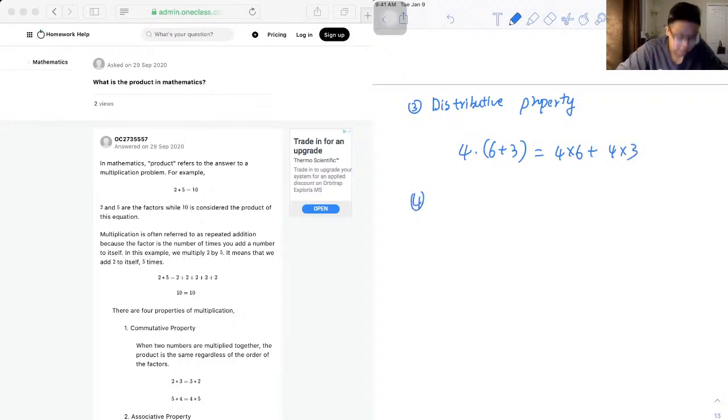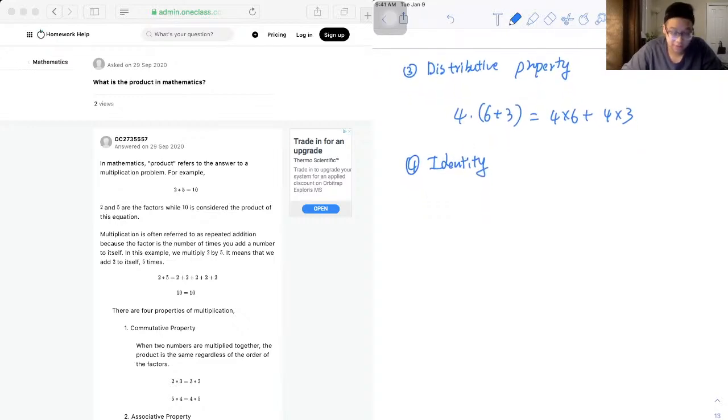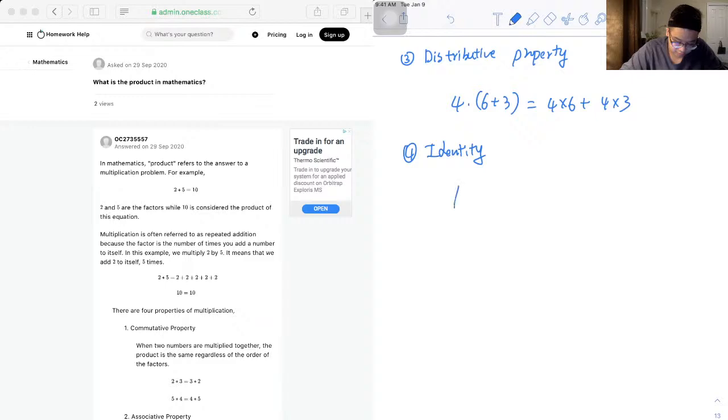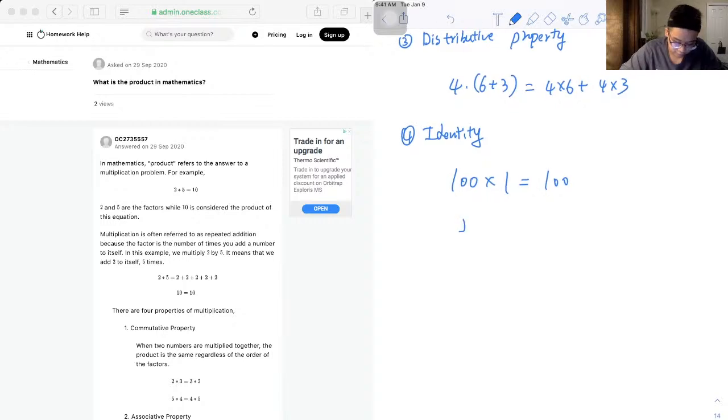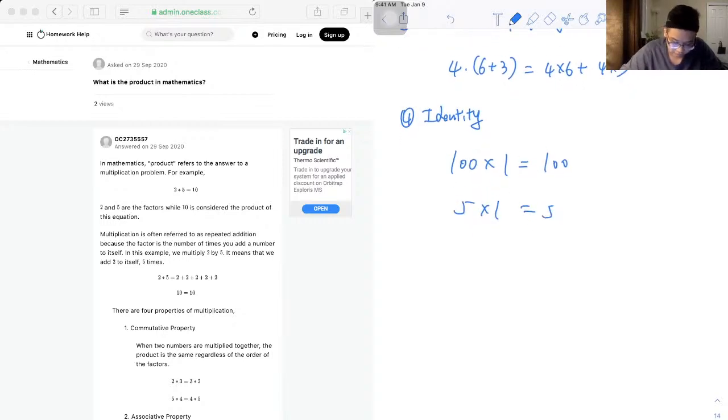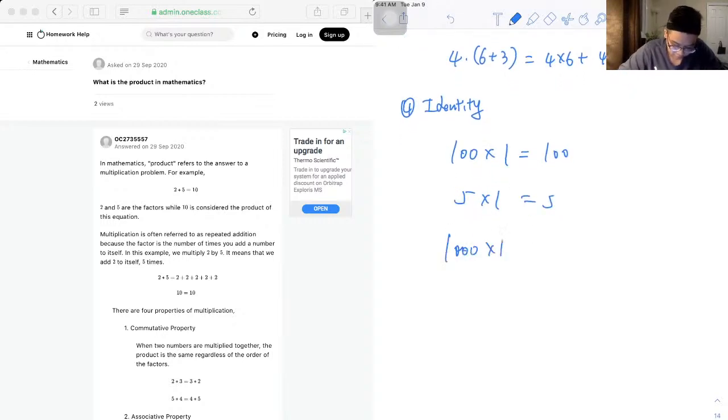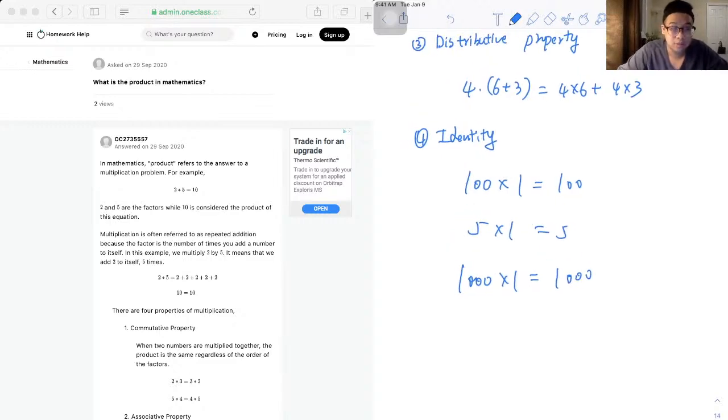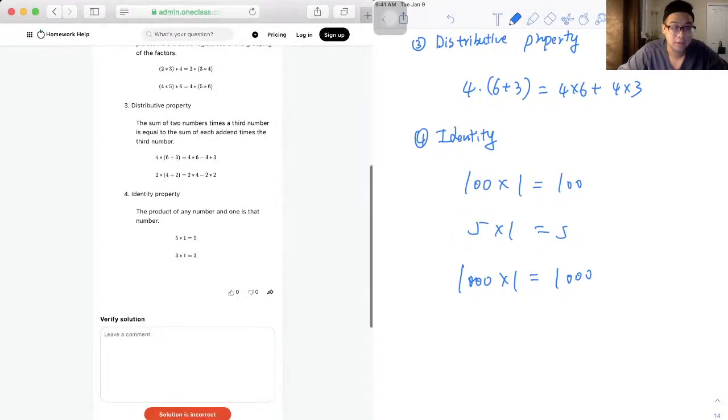And the last one will be our identity property. So the product of any number and 1 is the number itself. So let's say we got 100 times 1, it's just going to be 100 itself. And we got 5 times 1, it's just going to be 5 itself. We got 1,000 times 1, just going to be 1,000 itself. Yeah. So that's all we have for this question.